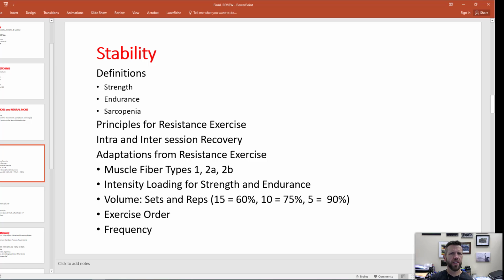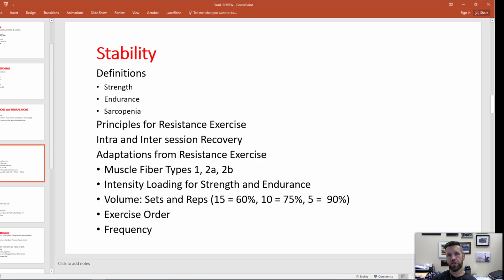Another definition that I want you to be familiar with is sarcopenia. Sarcopenia was that age-related muscle loss that we are all going to go through. It starts in the mid-30s, and it almost always looks at about 2.5% every year after that, up until your 60s, where it really starts getting bad.